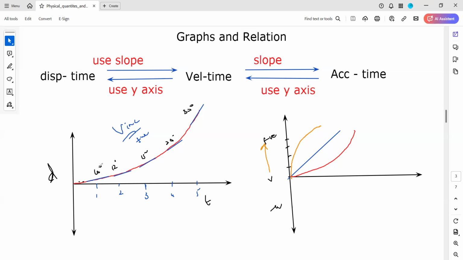As you can see here, what is the change here? The change is 2 degrees. What is the change here? 3 degrees. What is the change here? 5 degrees. And what is the change here? 10 degrees. So the change in the angle is greater. If the change in angle is greater, then we will have a graph like this. Is it clear?